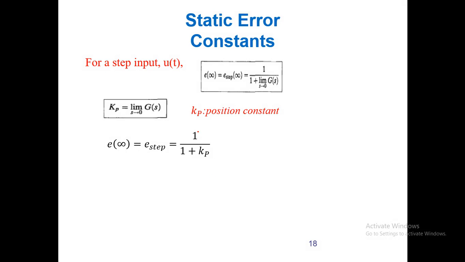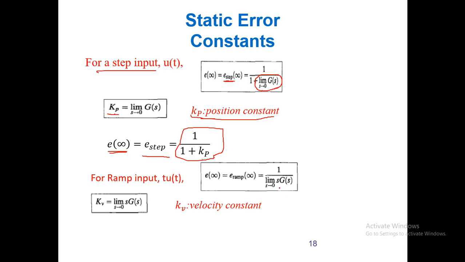For a step input, the physical interpretation is constant position. So we replace this limit, limit of G(s) as s tends to 0, with the constant Kp, and this Kp is nothing but the position constant. So you can denote the steady state error for a step input in terms of the constant known as position constant Kp.